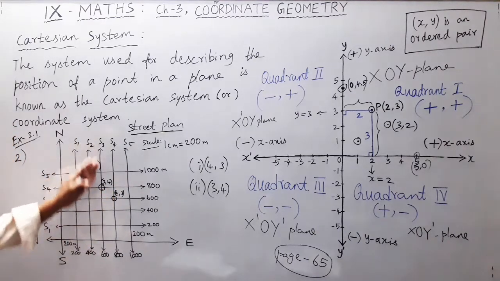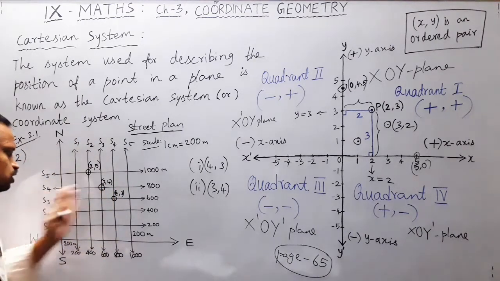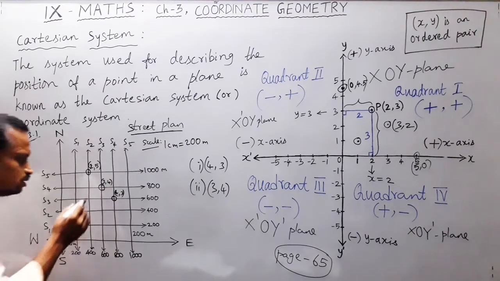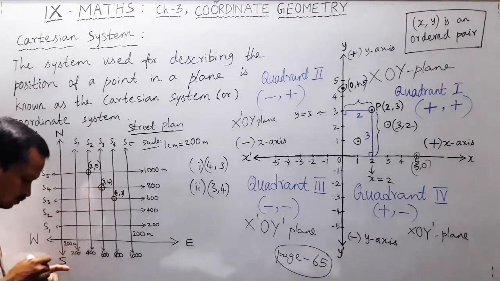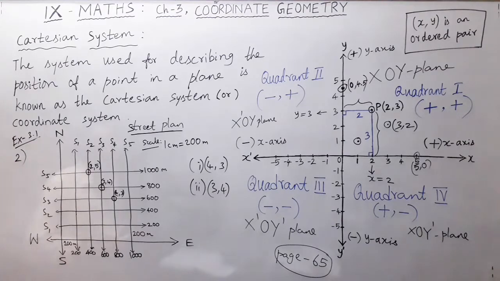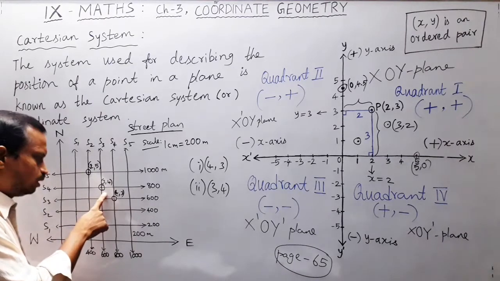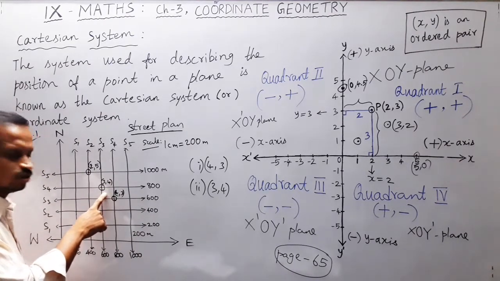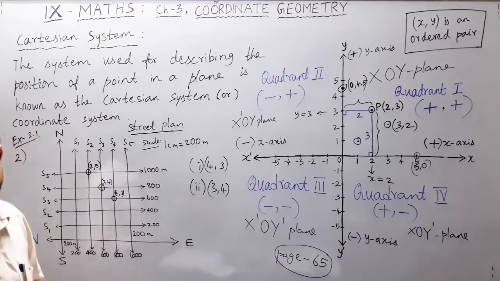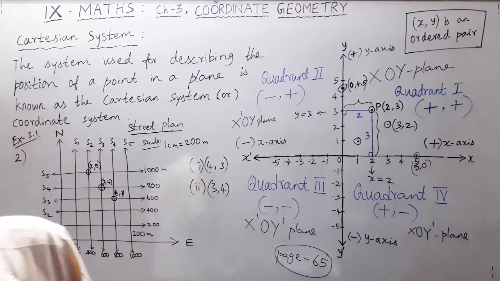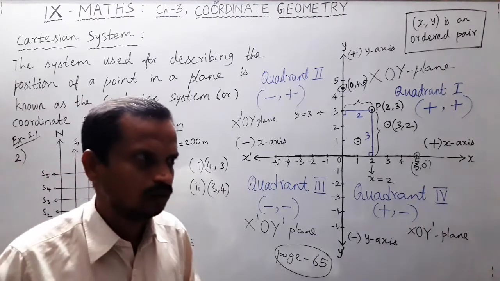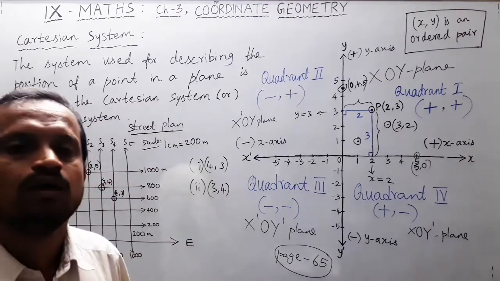So 3 along the north-south and 4 along the east-west. This is the point to describe the cross street 3, 4. So how many such cross streets can we get? Only one. So there is only one cross street referred to as 3, 4. So this is the answer. Clear? Like that we have to take it, and there is another exercise.